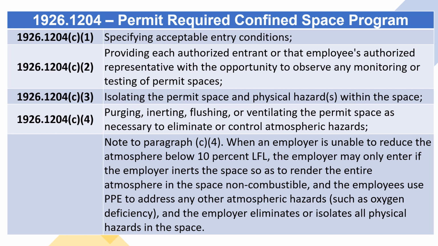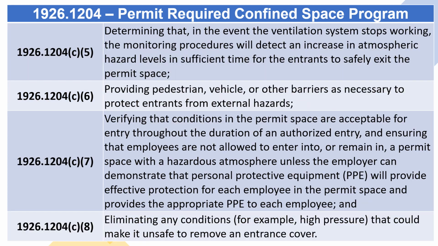Note to paragraph C.4. When an employer is unable to reduce the atmosphere below 10% LFL, the employer may only enter if the employer inerts the space so as to render the entire atmosphere in the space non-combustible, and the employees use PPE to address any other atmospheric hazards, such as oxygen deficiency, and the employer eliminates or isolates all physical hazards in the space. Determining that, in the event the ventilation system stops working, the monitoring procedures will detect an increase in atmospheric hazard levels in sufficient time for the entrants to safely exit the permit space.